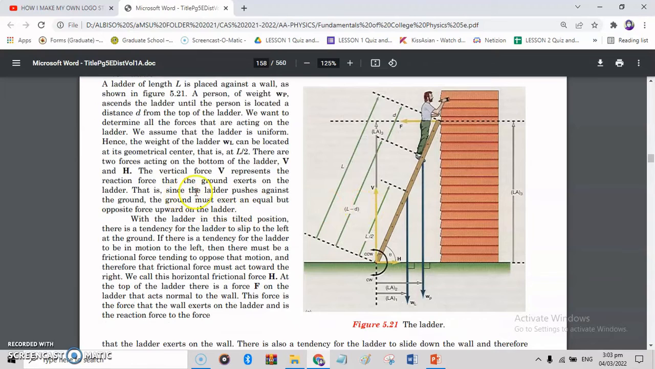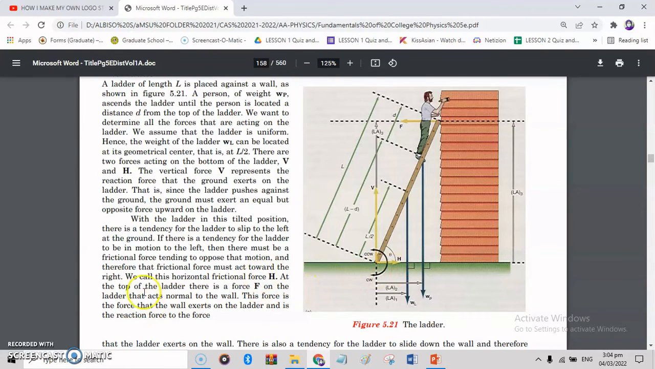Now, the ladder pushes against the ground, and the ground must exert an equal but opposite force upward on the ladder. Kaya meron siyang vertical force. And with the ladder in this tilted position, there's a tendency for the ladder to slip to the left. Okay? There's a tendency na mag-slip siya papuntang left. So, kailangan meron siyang horizontal frictional force na pa-right. Okay? Kaya siya may ganyan.